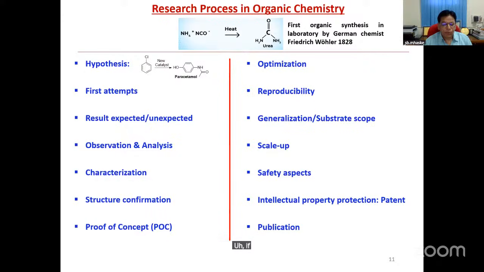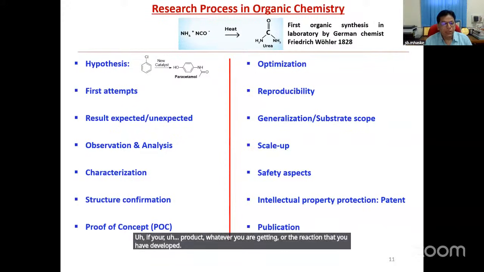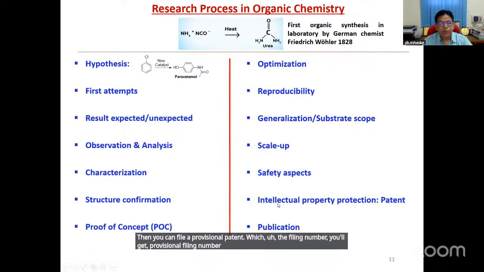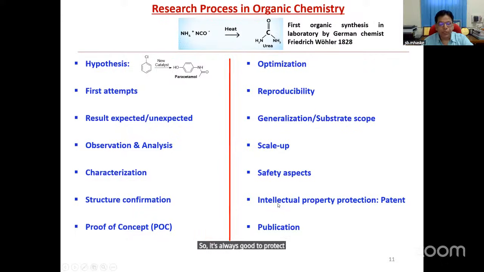If the product you are getting, or the reaction you have developed, is of industrial importance, you can file a patent. The process for filing a patent is, whenever you get a correct result and you can see that it can be generalized to at least one or two substrates, you can file a provisional patent, for which you'll get a provisional filing number. Within 7 to 15 days you can get the number, and after 1 year you file a complete one. So it's always good to protect a new reaction or a new product and its application.